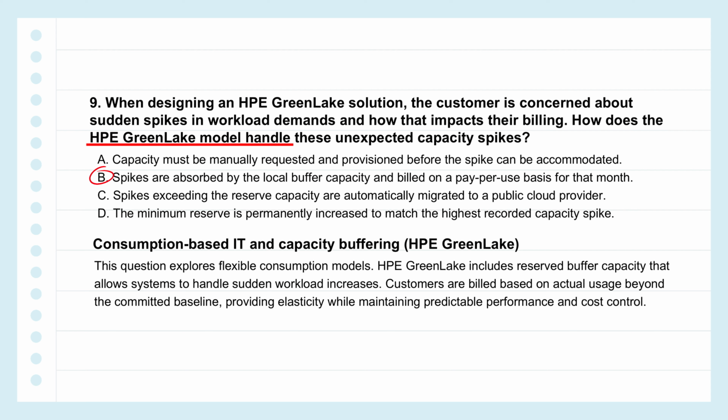How so? Well, option A is incorrect because the hardware is already physically installed and metered. No manual provisioning is required to handle the spike. Right. Option C is wrong because GreenLake operates on-premises or in a colocation. It doesn't force your workloads out into a public cloud like AWS or Azure just because you spiked. Yeah. And option D is false because the whole point of cloud economics is elasticity. If you have a temporary spike for Black Friday, your permanent baseline reserve doesn't permanently increase for the rest of the year. You just pay for the overage during that specific month. That makes a lot of sense.